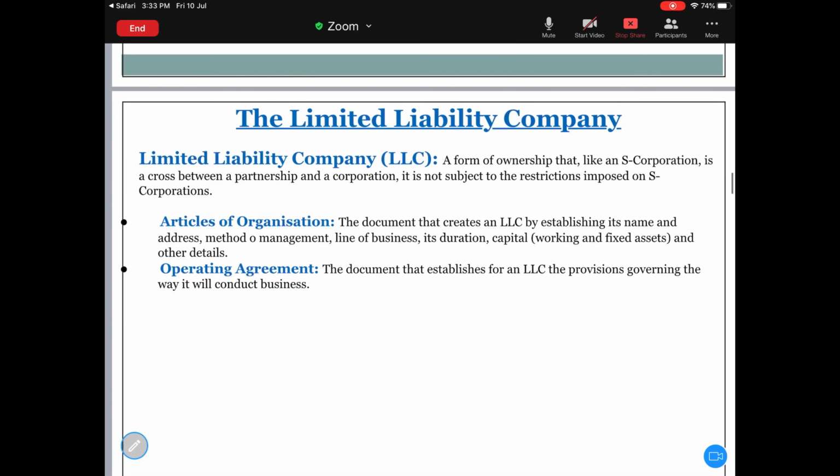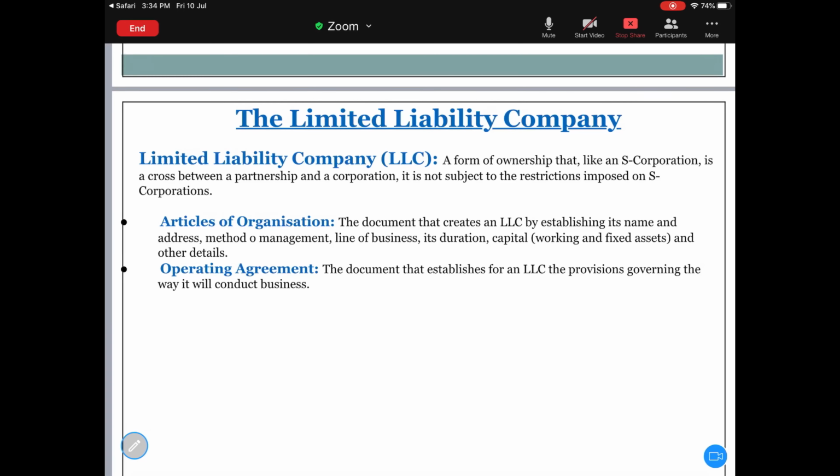Now let's talk about the limited liability company. A limited liability company is a form of ownership that, like an S corporation, is a cross between a partnership and a corporation, because limited liability companies have clear-cut articles of organization and an operating agreement, which they get approved from the government or the law institutions or the company's department. There is a government department called the company's legal department.